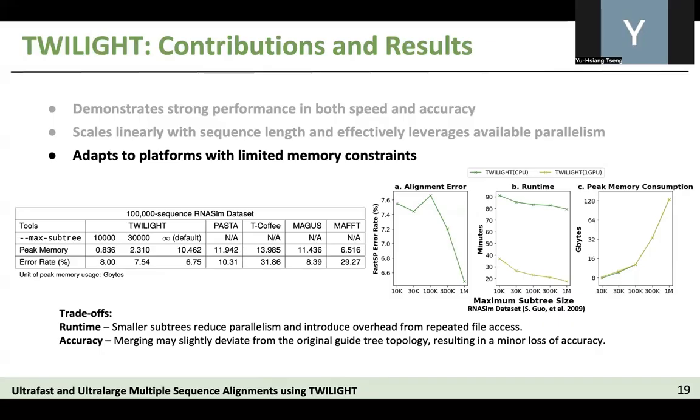But here comes some trade-off. The smaller subtrees may reduce the parallelism and introduce overheads from repeated reading and writing of files. The accuracy might also be affected, because when we merge multiple subtrees, we might not follow the original tree topology, so that might result in some minor loss of accuracy.